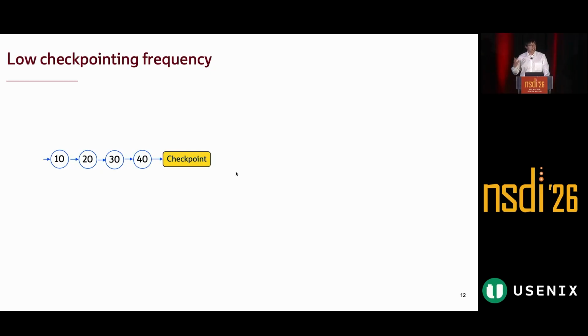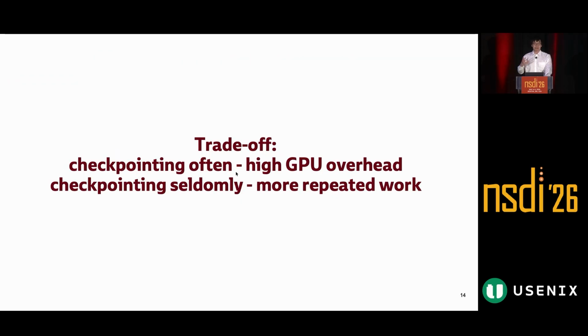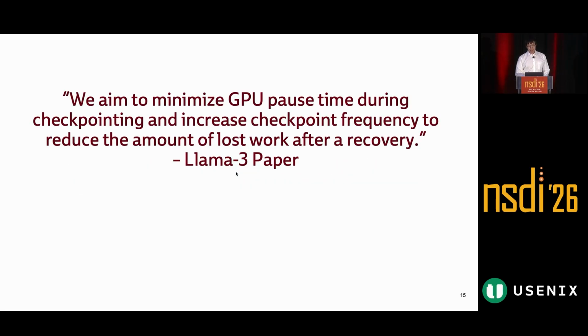But that is not ideal either. For example, in this diagram, checkpointing occurs after every 40 iterations. Now, if the training fails at iteration 70, upon recovery, the system will have to repeat iterations 40 to 70 before making any new progress. And as a result of this, we are left with a trade-off: either checkpointing often but suffering GPU overhead, or checkpointing seldom but risking more repeated work. And this is a trade-off people aim to break.